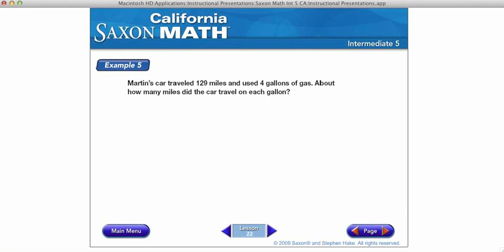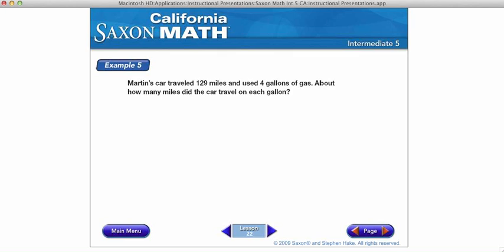Martin's car traveled 129 miles and used 4 gallons of gas. About how many miles did the car travel on each gallon? Well, when you're traveling in a car, you want to be pretty specific about how many miles per gallon you're getting so that you can accurately estimate how many miles you can travel on one tank or how many miles you might have left before you're going to run out of gas and be stuck.